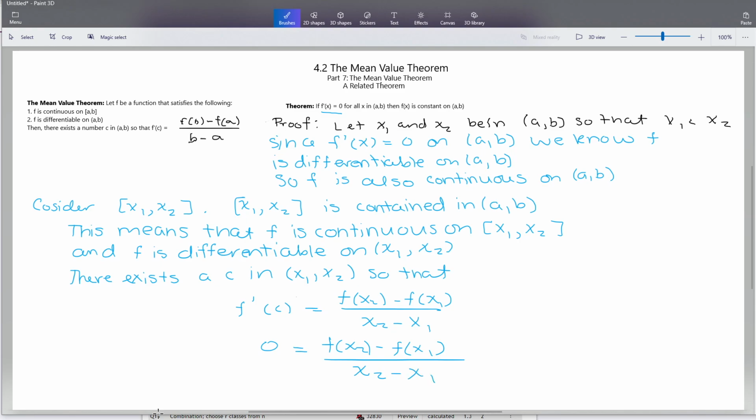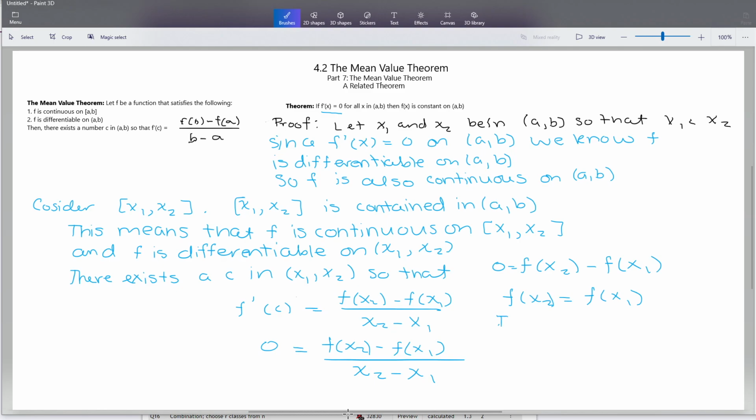Okay, I'm going to use cross multiplication, right? So this tells me that 0 is equal to f of x2 minus f of x1, okay? Which means that f of x2 is equal to f of x1, okay? So this means for any 2 points in this open interval, their y values are the same, okay?